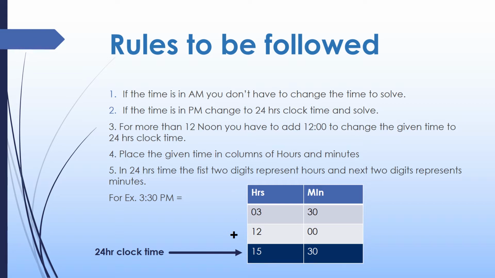You can see here an example, 3:30 p.m. Now, if you change to 24-hour clock time, 3 in hours column, 30 in minutes column, then it is in p.m. so you will add 1200. So 12 in hours column and 00 in minutes column. Now you can see on adding, you get 1530 hours. So 24-hour clock time will be 1530 hours.